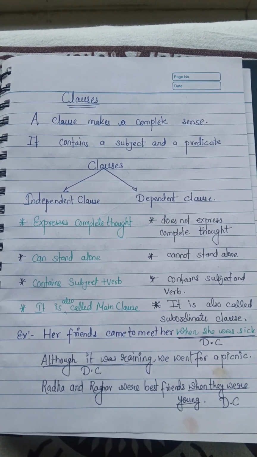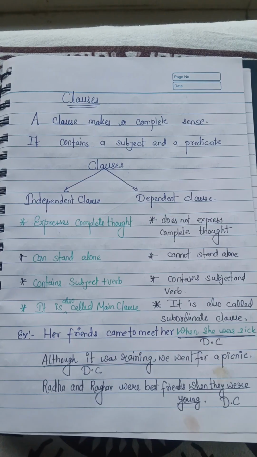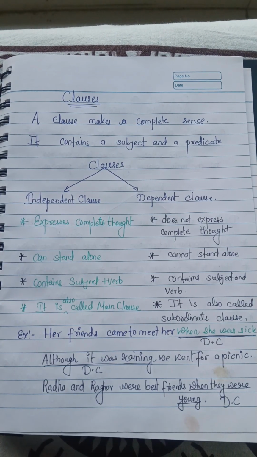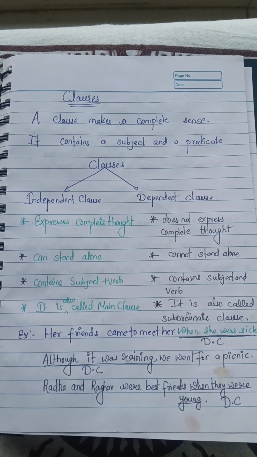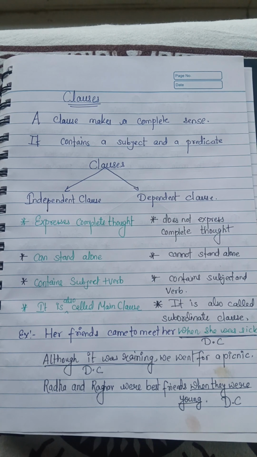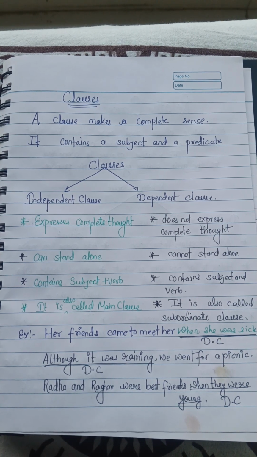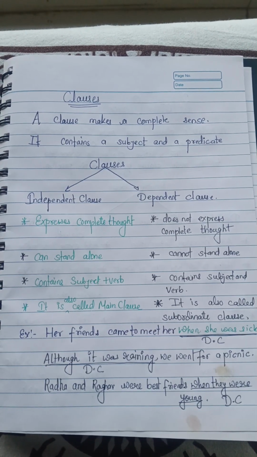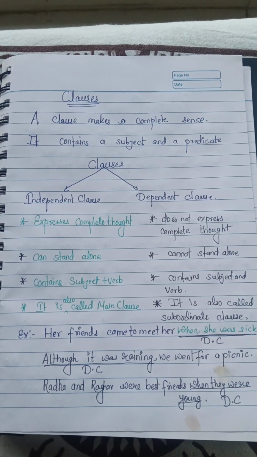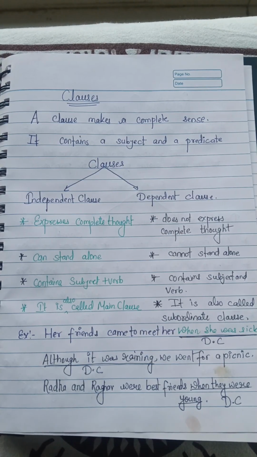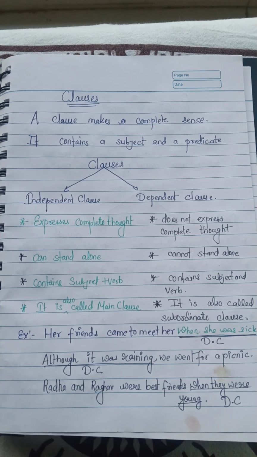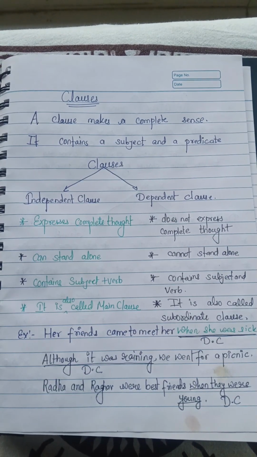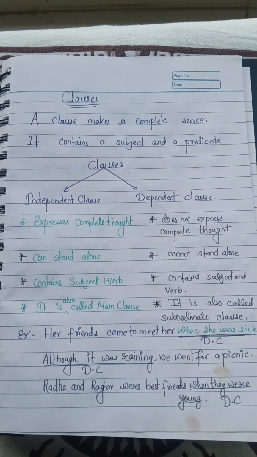Clauses are of two types: independent clause and dependent clause. An independent clause expresses a complete thought, whereas a dependent clause does not express a complete thought. An independent clause can stand alone, whereas a dependent clause cannot stand alone. A dependent clause needs the support of an independent clause to understand its meaning. That's why it cannot stand alone in the sentence.